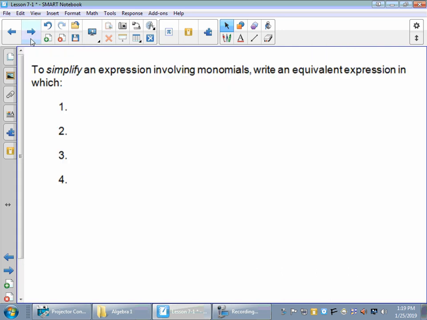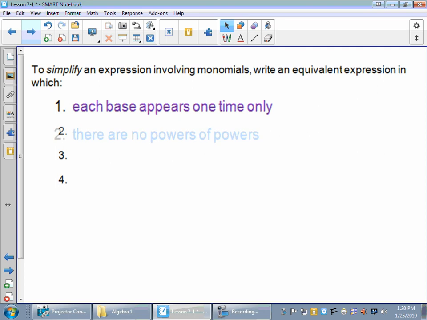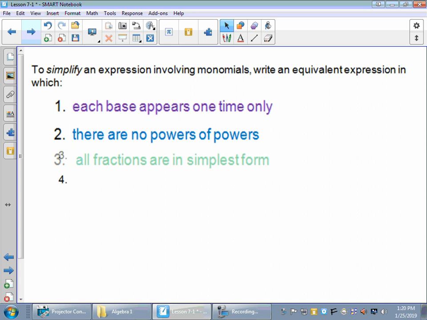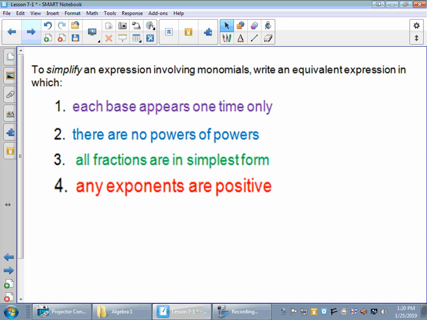Now let's talk about simplifying an expression involving monomials. Write an equivalent expression in which each base appears only one time. We don't have an x in the front of the monomial and then an x later. We just want one base, one x value. There are no powers of powers, so we can use our shortcuts to get rid of them. The third thing is that all fractions are in simplest form, of course, so you can reduce if you need to. And the last one, any exponents are positive. And these last 2, 3, and 4, we'll talk about as the sections go on later in the chapter.